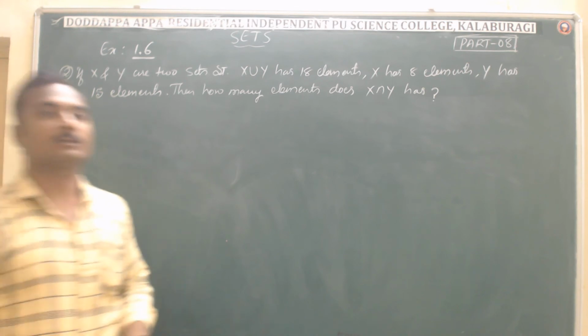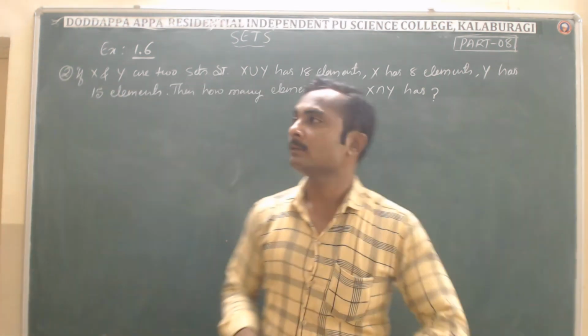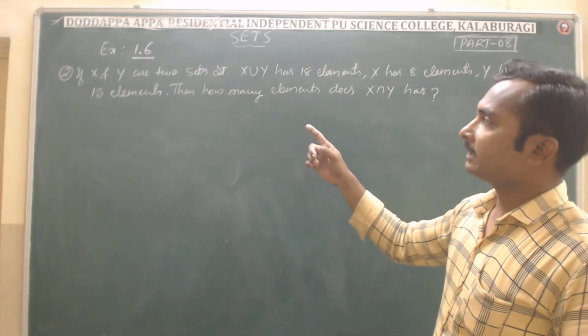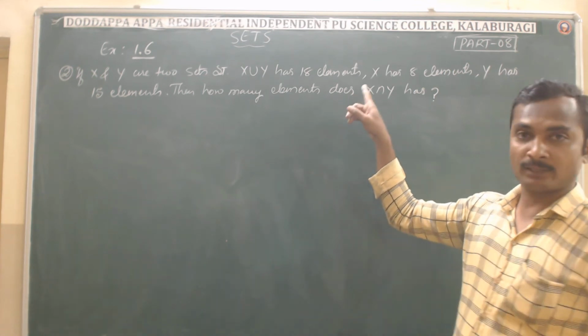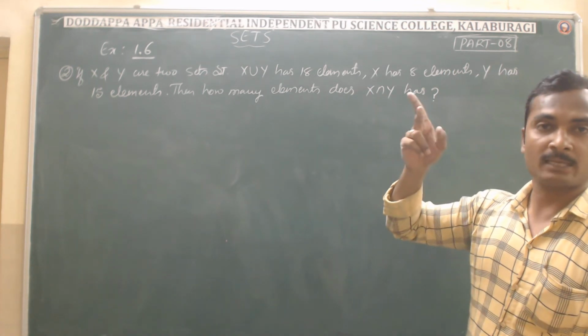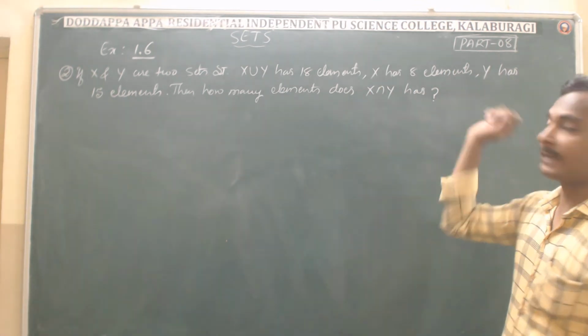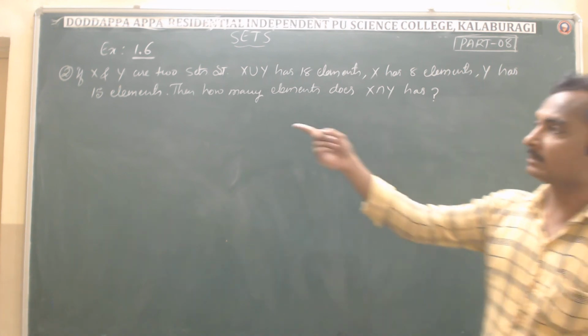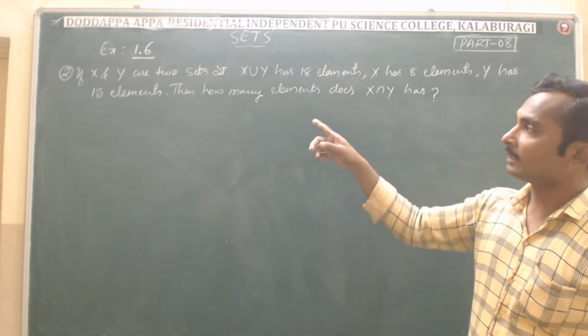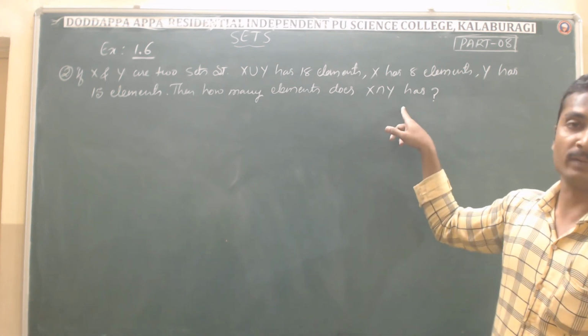Okay, students. So let us solve the second example. If x and y are any two sets such that x union y has 18 elements, x has 8 elements and y has 15 elements, then how many elements does x intersection y have? You have to find.